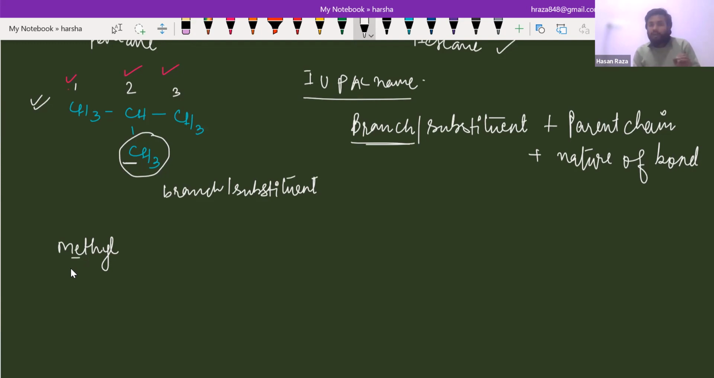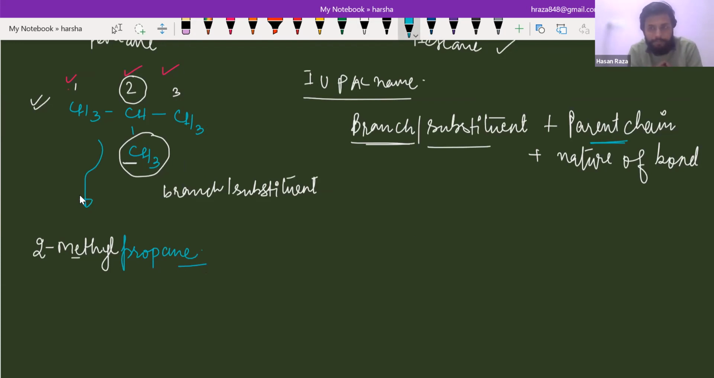Yeah. You can see 1 carbon, that is meth, and since it is a branch, we use yl at the end of meth, so it becomes methyl. Now it's very important to write the position of methyl. On which carbon does methyl come? You can see on the 2nd carbon. So the name will be 2-methyl. Now when the branch ends, come to the parent chain. How many carbons in the parent chain? 3 carbons, so we write prop. And what is the nature of the bond? Single, that means alkane, so the name ends with propane. So the IUPAC name of this compound will be 2-methylpropane. Are you getting my point?